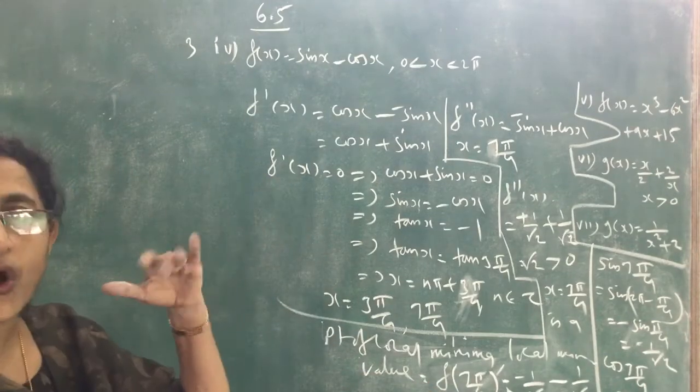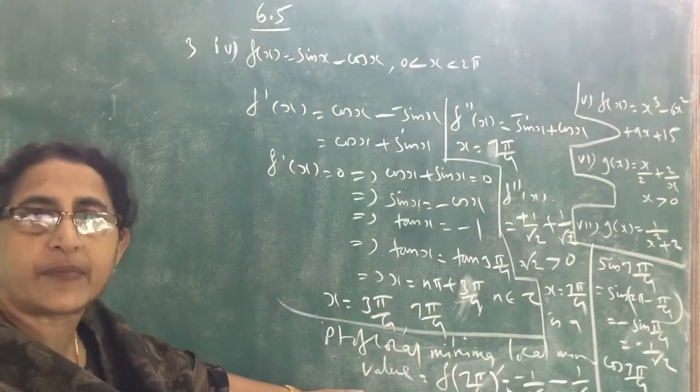So first we got a local maximum value. Here we got the local minimum value. So write the answer.